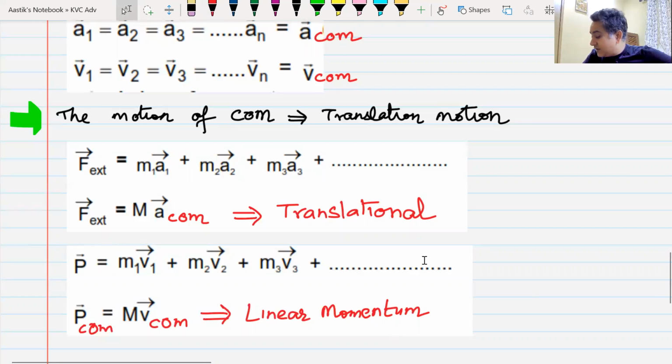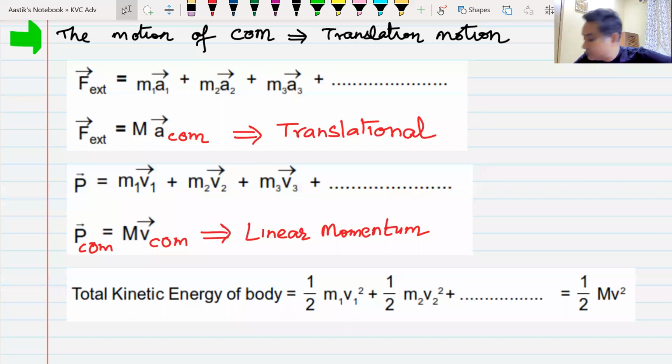Then the next thing that we studied was the total kinetic energy of the body. We can now write it as half into capital mass M into V square, where V is the velocity of the center of mass. You must understand that all the particles are moving with the same velocity. Yes or no? Yes, sir. So remember, whatever we are writing is purely for translational motion.